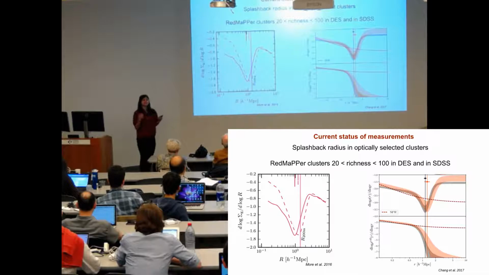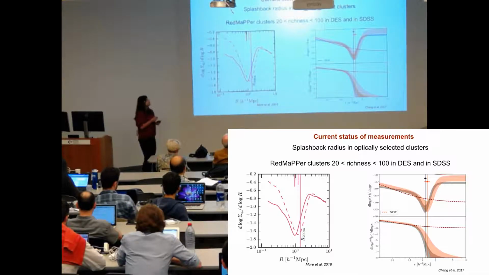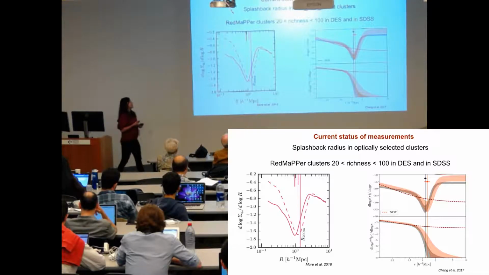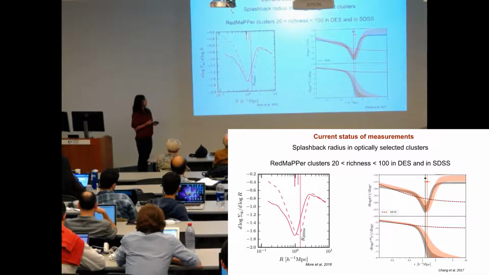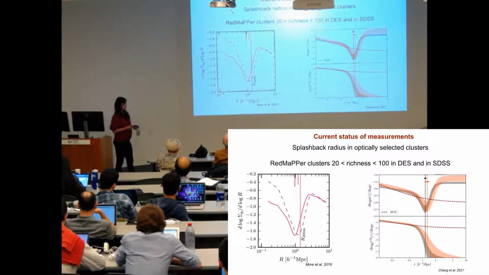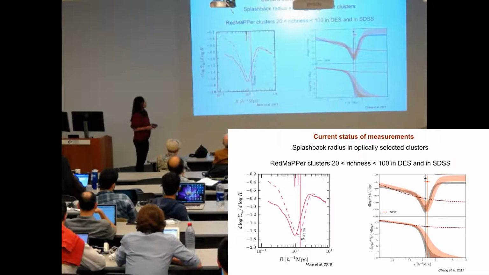So they tried to measure the splashback radius in the number density profile of galaxies around these massive clusters. These clusters had a mass of greater than 10 to the 14, in the richness range of 20 to 100. Surud measured it in SDSS. And then further, Chiwei Chang and Eric Baxter et al. measured it in the DES data. So redMaPPer cross DES galaxies and redMaPPer cross SDSS galaxies.